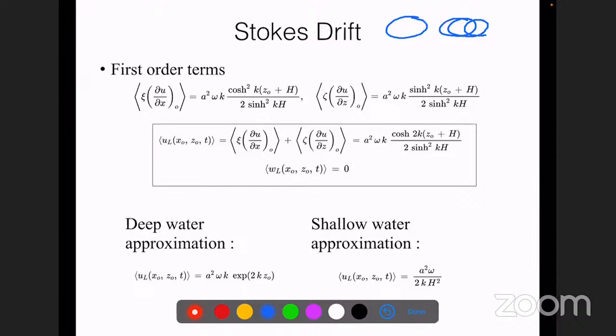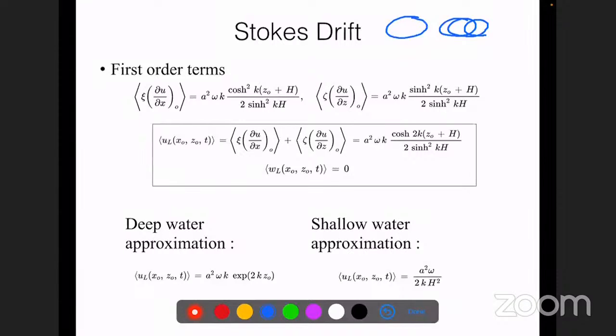But if you are following a fluid particle, the average Lagrangian velocity is not 0. And it's the difference between the two, the Lagrangian and the Eulerian, which is called the Stokes drift. In this case, the Eulerian average is 0. So the Stokes drift turns out to be the Lagrangian average, or the average of the Lagrangian velocity.